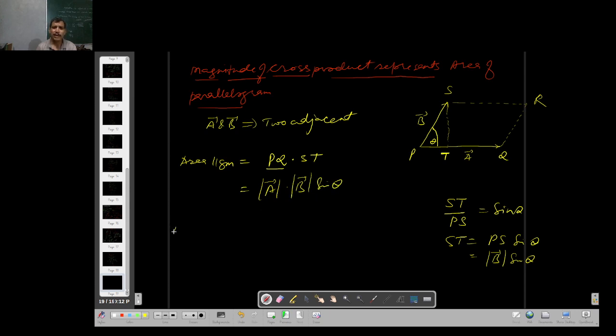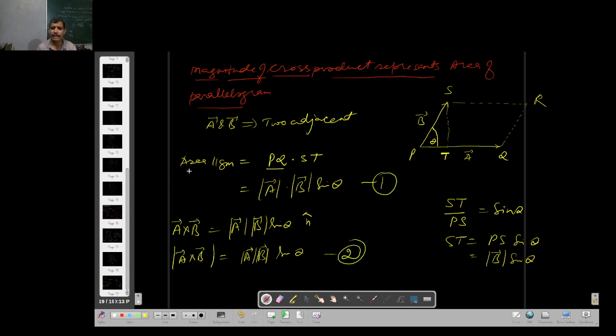But if we look at A cross B, then A cross B is basically magnitude of A vector, magnitude of B vector, sine of angle between them, and n cap. So that means A cross B, if I take its magnitude, then it is A B sine of theta. So if I compare equation number 1 and 2, then I conclude that the area of the parallelogram is nothing but the magnitude of the cross product, right? So thus I can say that the magnitude of cross product represents the area of a parallelogram, right?